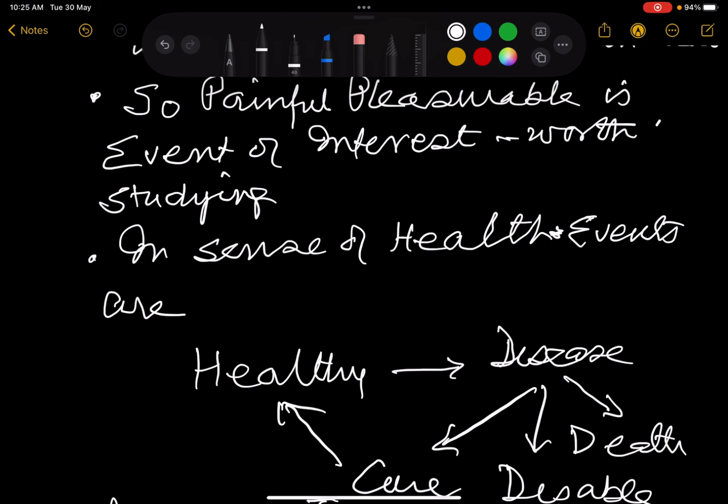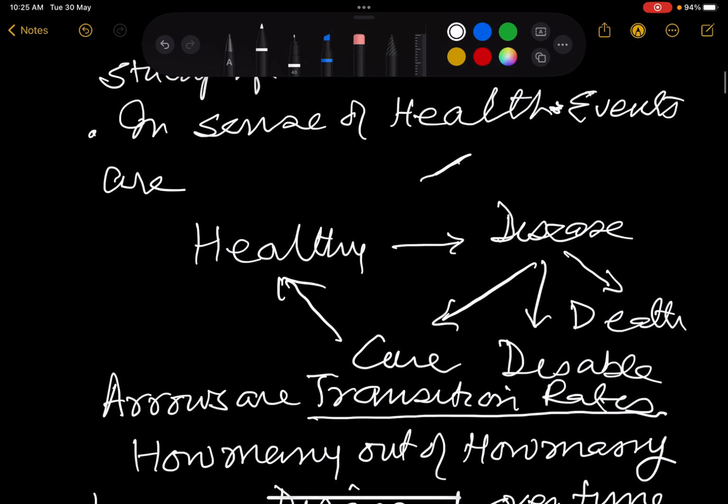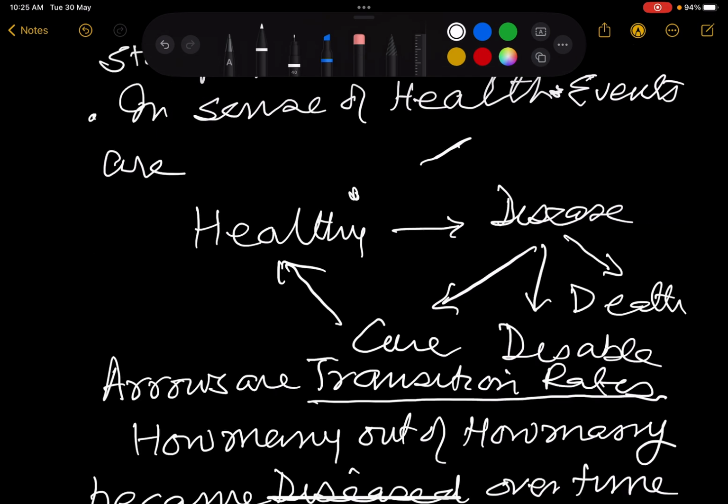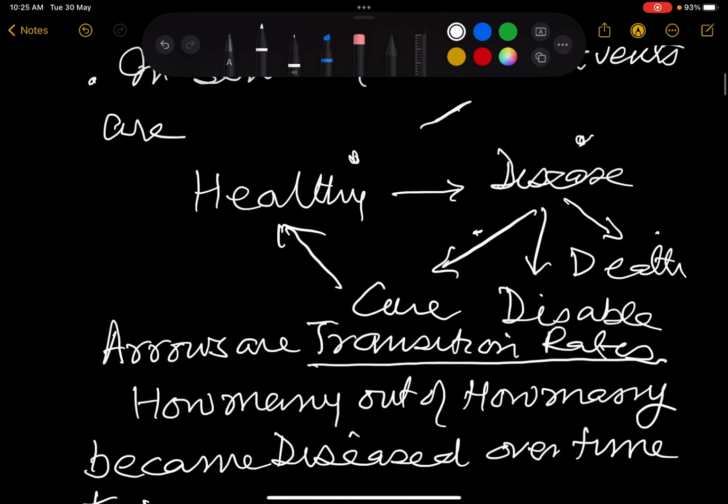In the sense of health, the events are: healthy becomes diseased, disease dies or is disabled or gets cured, and only these 4 or 5 events occur in relation to health. Now the arrows that you see here are transition rates. How many became diseased in time t?